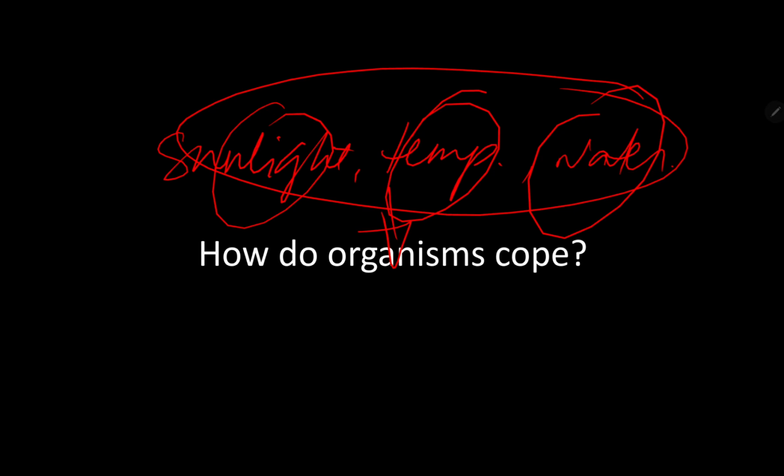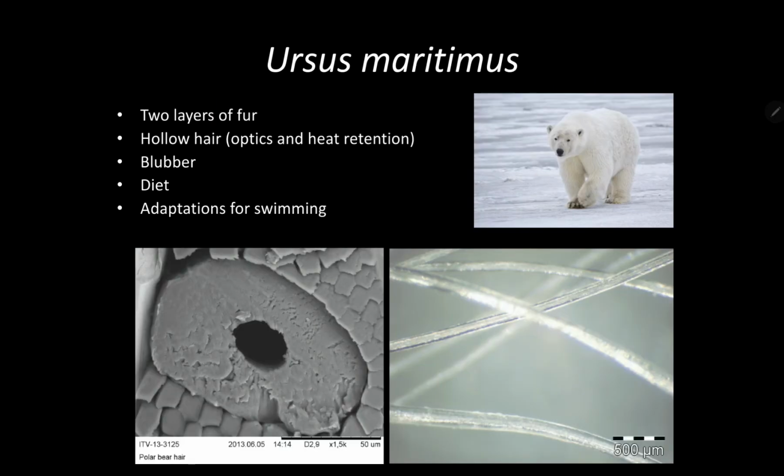Okay? So how do organisms cope then? So I'll be giving you specific examples of organisms and how they cope. First, we have Ursus maritimus, or the polar bear. Okay? Polar bears obviously have to have certain adaptations that will allow them to survive in polar areas.